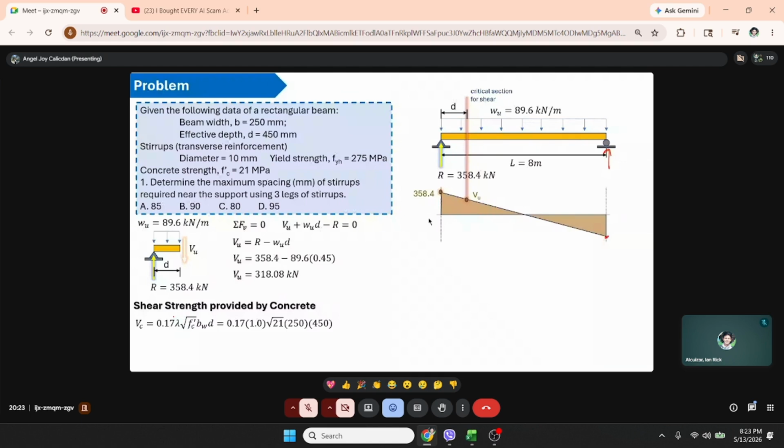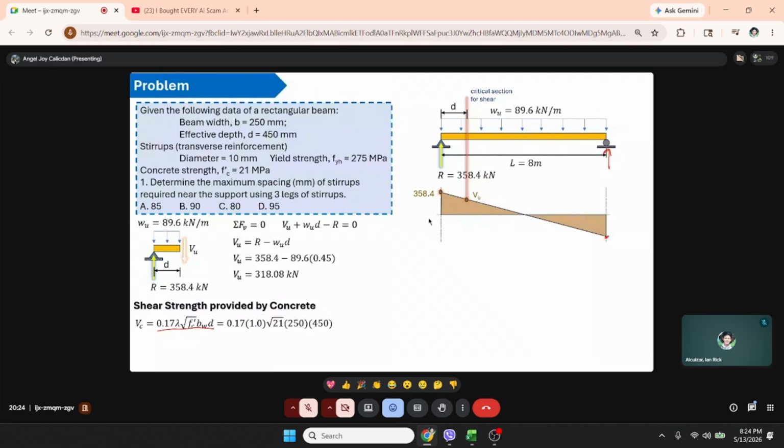Since the shear strength has the concrete contribution VC and the steel contribution VS, we add them, multiplied by phi. It is equal to VU. So VC is 0.17 lambda square root of FC prime BWD as per the code. Lambda is equal to 1.0 for normal weight concrete. Unless stated as lightweight concrete, we assume normal weight, so we use 1. And FC prime is 21.